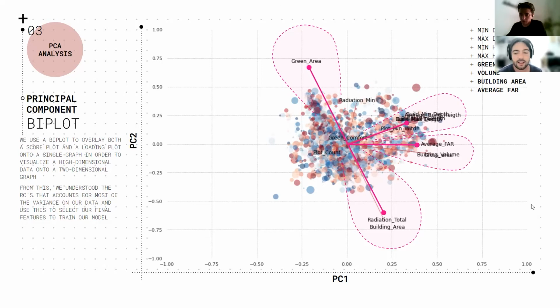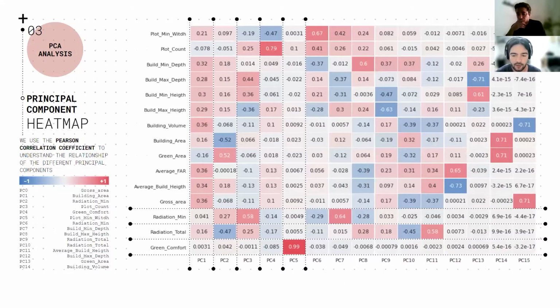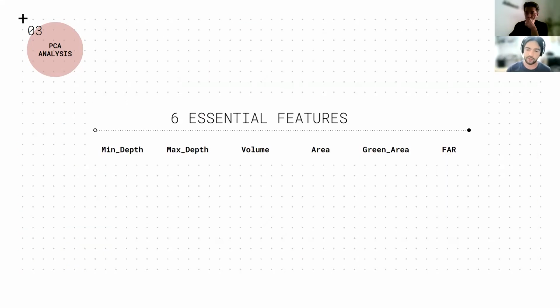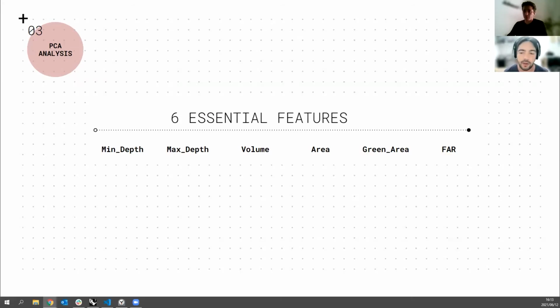And on the next slide, once we put all this information into a heat map, we started to understand the hierarchical relationship between these features and the PCAs. So finally, in the next slide, by the end of this process, we were left with 6 major features that were really essential for accurate prediction of the three targets.